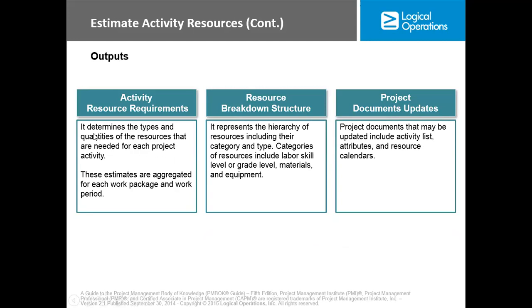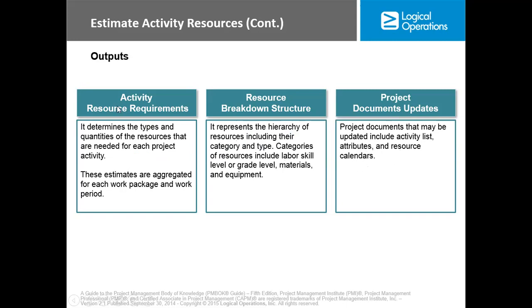Now, the activity resource requirement determines the type and quantity of resources that are needed for each project activity. For resource breakdown structure, it represents the hierarchical resources, including their categories and types. For project document updates, the project documents that may be updated include activities and resource calendar.